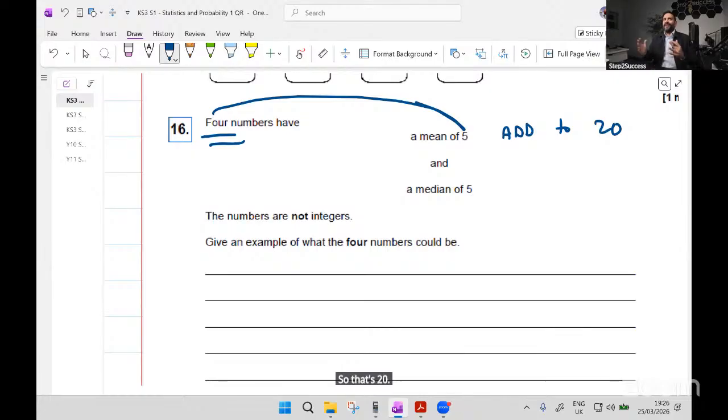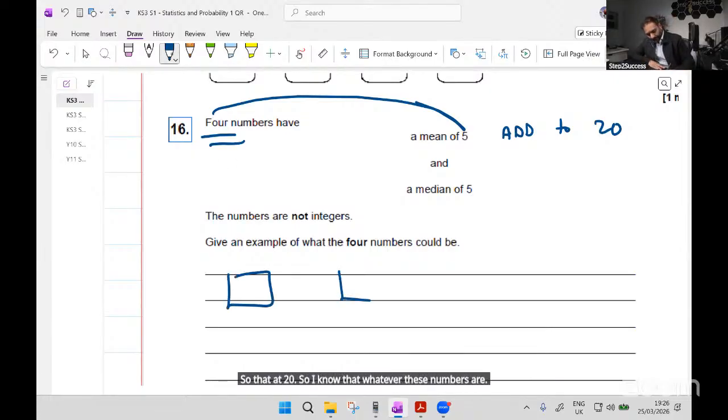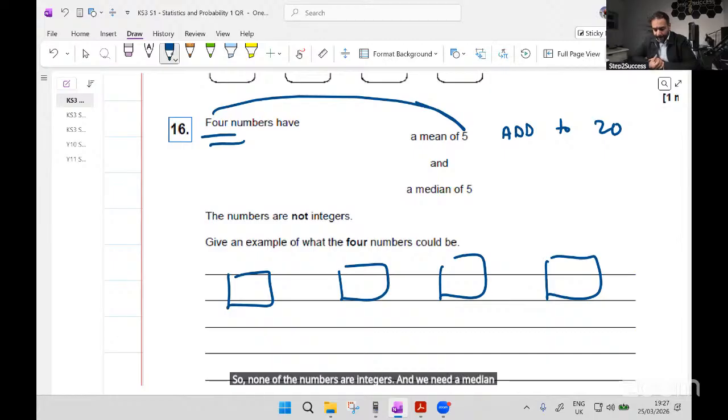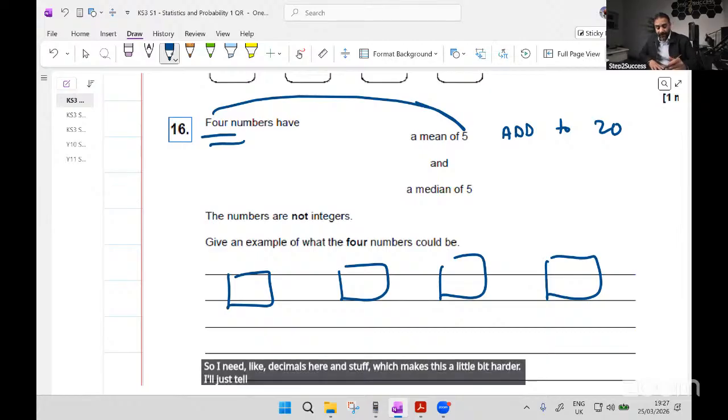So I know that whatever these numbers are, they add up to 20. Okay, so we'll get to that in a minute. The median is 5, right? Give an example of what the four numbers could be. So none of the numbers are integers, and we need a median of 5. So I need like decimals here and stuff, which makes this a little bit harder. I'll just tell you what the answer is. Quite a difficult question.